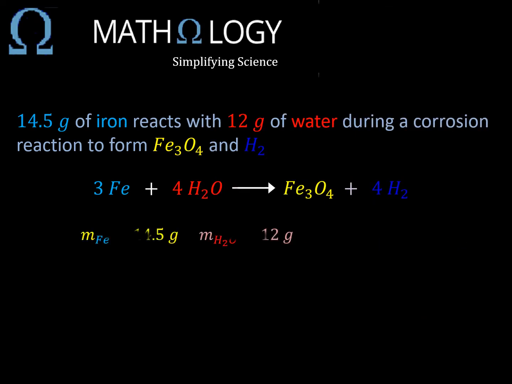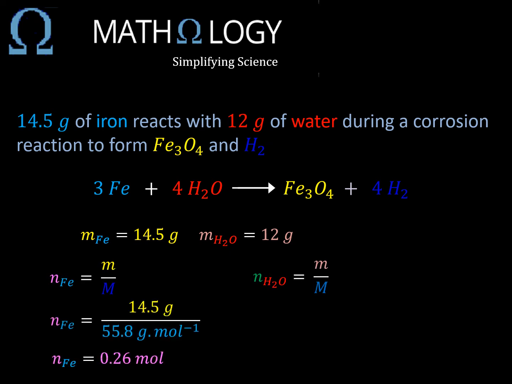Again, in order to determine which of the two substances is the limiting reagent, the first step is to calculate how many moles of each substance we have, and then use mole ratio. There are 0.26 moles in 14.5 grams of iron, and 0.67 moles in 12 grams of water.